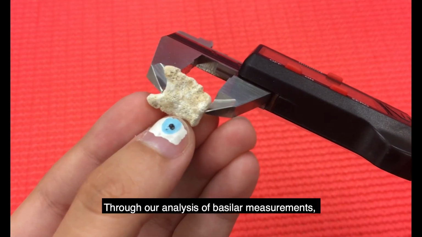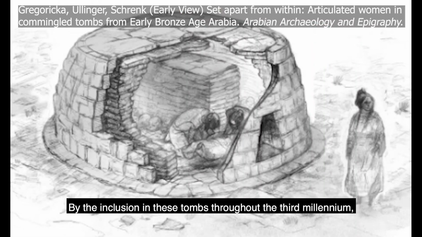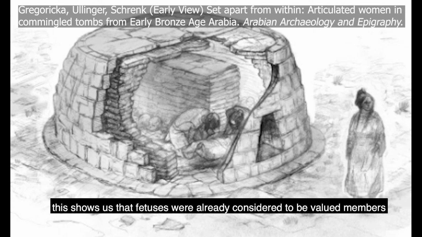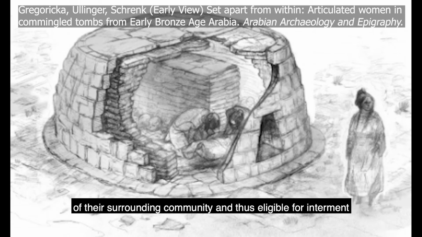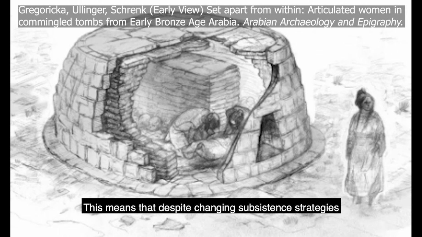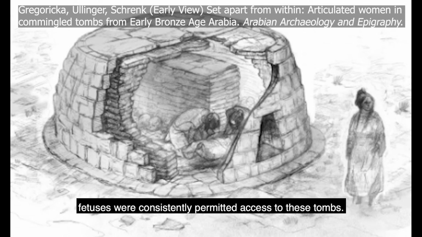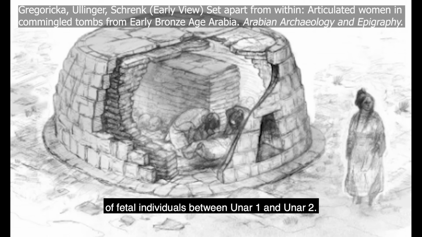Through our analysis of basilar measurements, we found that regardless of time period, fetal remains were interred in both tombs. By the inclusion in these tombs throughout the 3rd millennium, this shows us that fetuses were already considered to be valued members of their surrounding community and thus eligible for interment alongside older non-adults and adults. This means that despite changing subsistence strategies that influence the social organization of these communities over time, fetuses were consistently permitted access to these tombs. Due to small sample sizes, however, we were unable to test whether there was a statistical difference in the number of fetal individuals between an-Nar 1 and an-Nar 2.